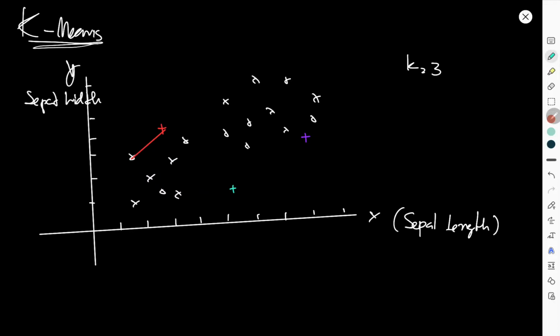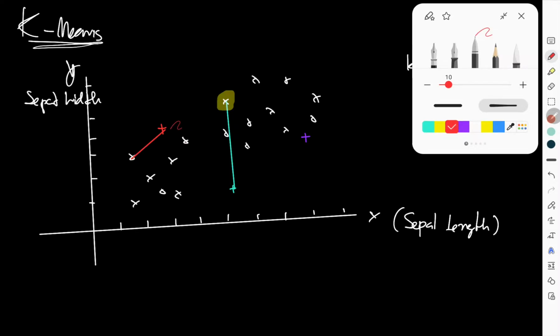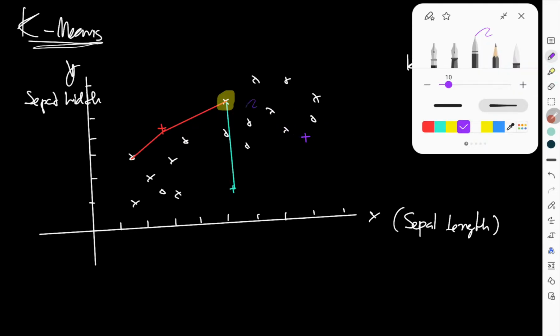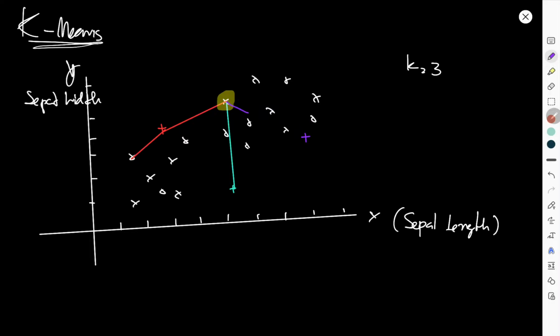Okay, so how about the other examples? If we focus on this example, we have to choose the closest centroid. If we measure and find that the red one is the closest, then this example will be clustered to the red one.